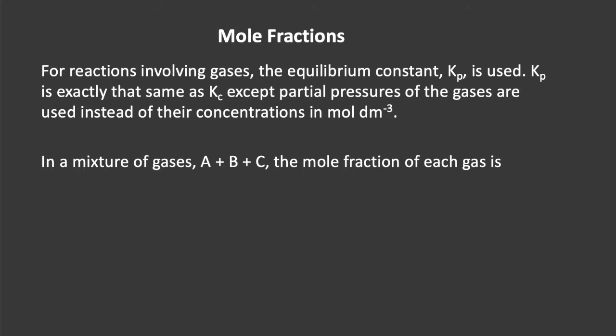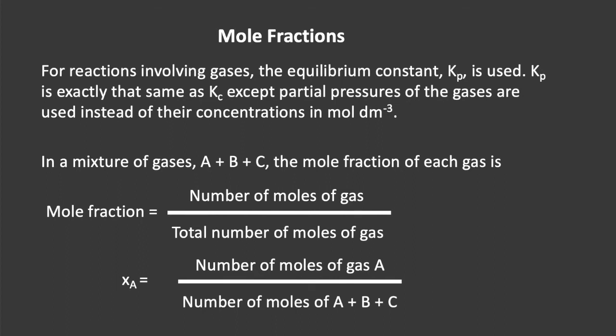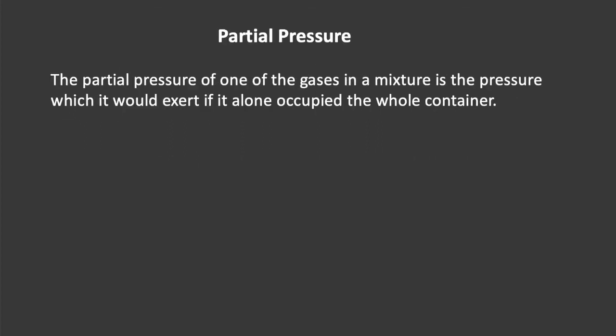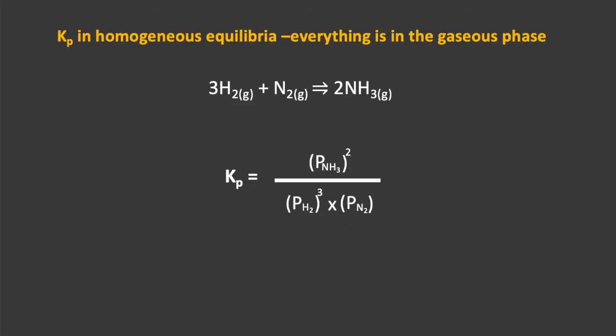Well, if we have a mixture of gases at equilibrium, A, B and C, first of all we can define the mole fraction of each gas as being the number of moles of that gas divided by the total number of moles of gas that we have present. And then the partial pressure is going to just be the mole fraction times the total pressure. And if we do that, we can then express our equilibrium constant in terms of our partial pressure.